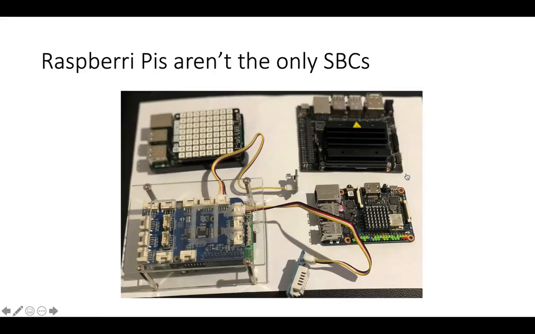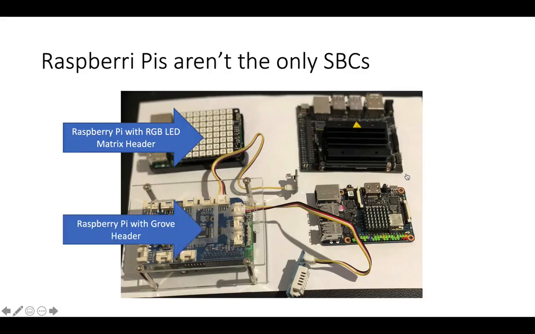Raspberry Pis aren't the only single board computers. We've got a selection here. So we do have a Raspberry Pi here. It's got an RGB LED matrix header on top of it, which allows for interesting visualizations. Here we have a Raspberry Pi with a Grove header on it, which allows us to connect all kinds of sensors to the Raspberry Pi very quickly and easily.